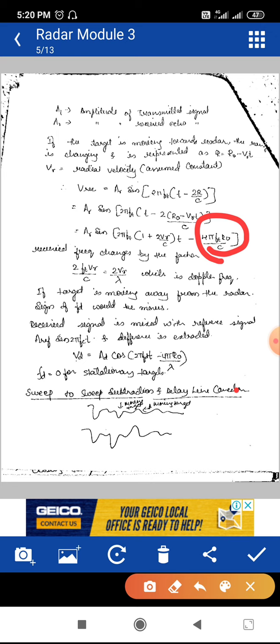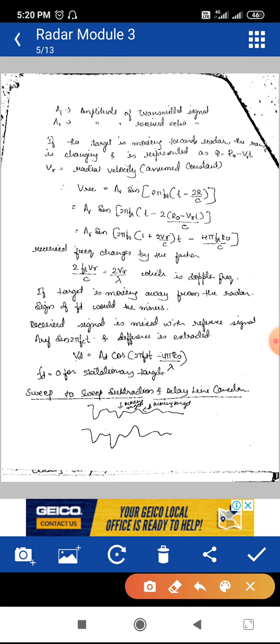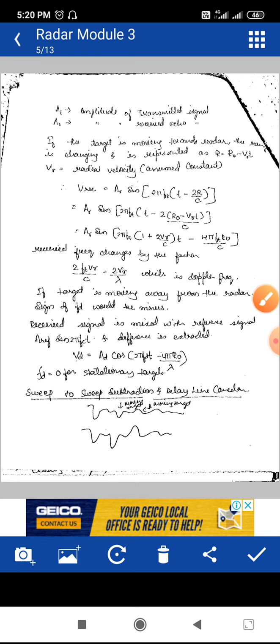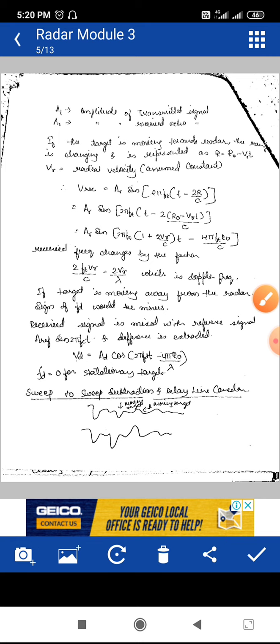Now when you replace this C by ft by lambda, we get the Doppler frequency as fd. We can just write fd is equal to 2 times Vr by lambda. This is the Doppler frequency shift.